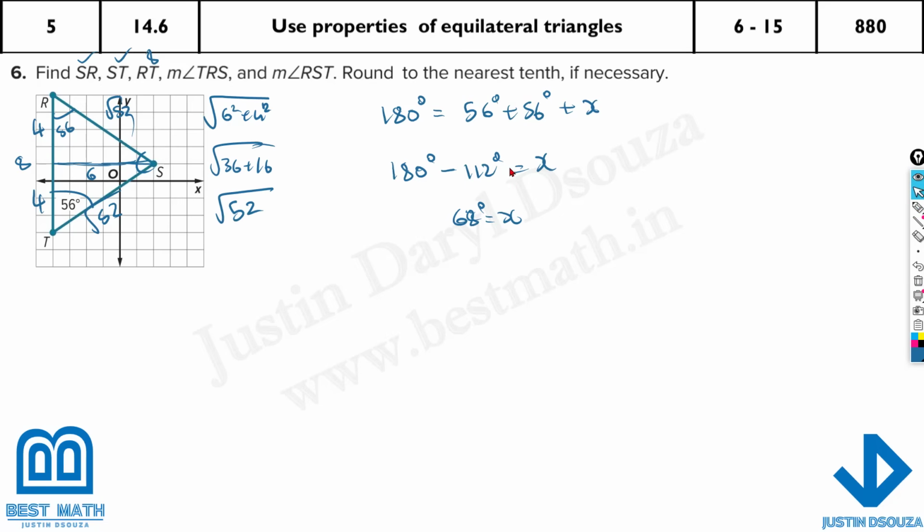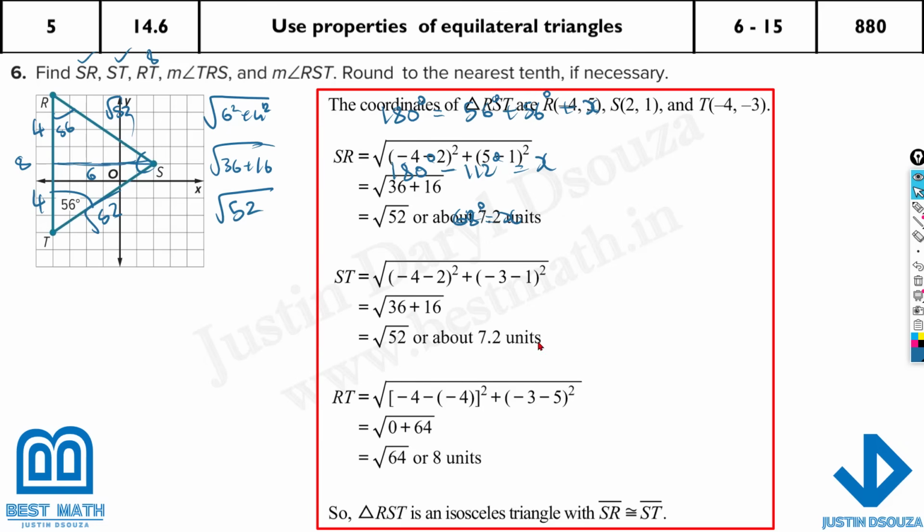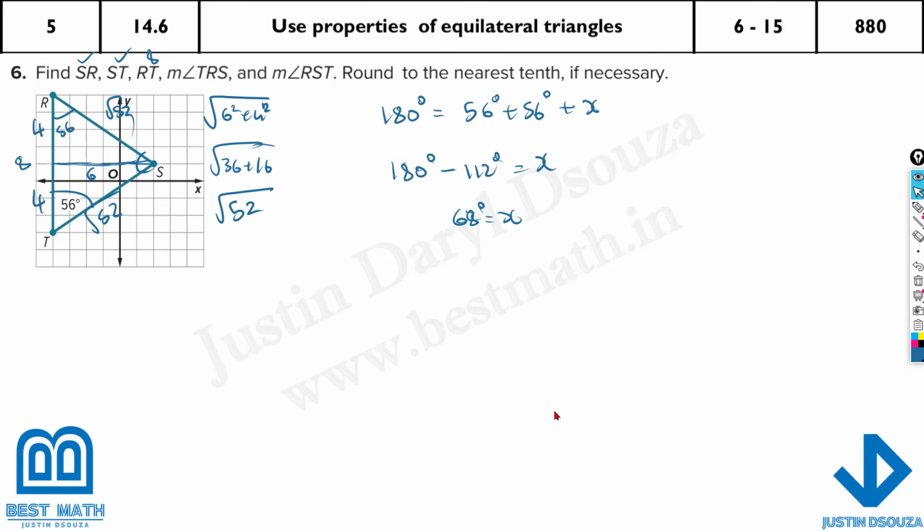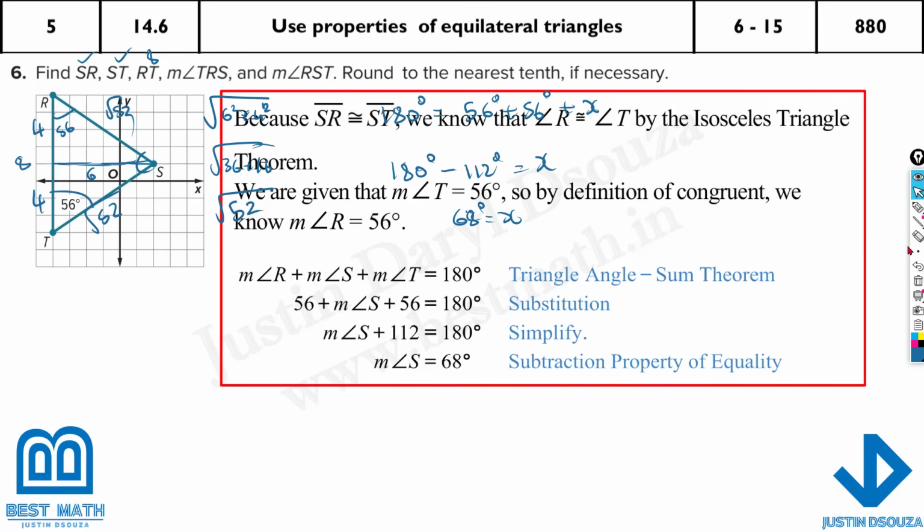There are different ways to solve it. It's just electronic, no need of writing. You can just use your calculators and solve it directly. So here we go. Square root 52 is about 7.2 units. It's just more than 7 because square root 49 is 7 and it's a little more than that. And what about the angles? It's 68, 56 and 56.